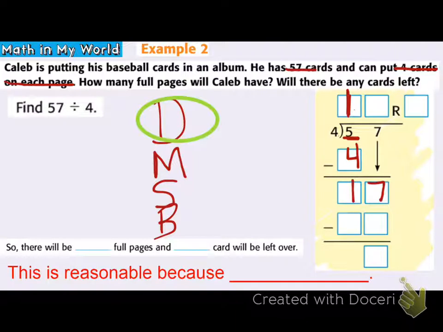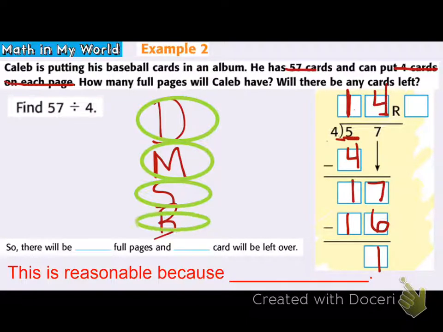How many times will 4 divide into 17? Well, 4 times 5 is 20. Too big. I can't go over 17. 4 times 4 is 16. That works. So divide. I say 4. Next is multiply. 4 times 4 is 16. I can go ahead and subtract that 16 because 4 times 4 is 16. 1 left over. There's nothing left to bring down, so I have a remainder of 1.